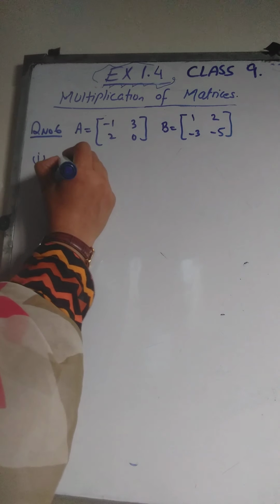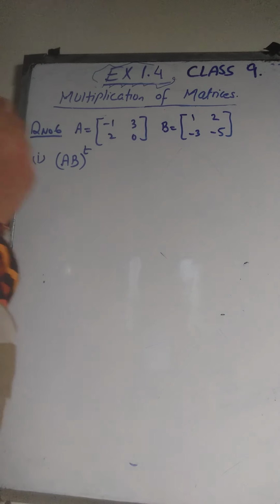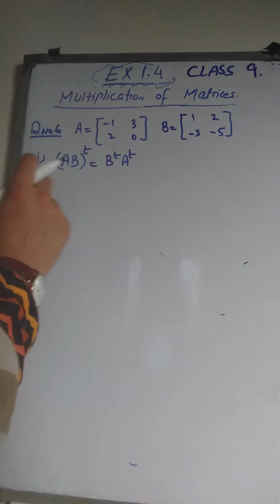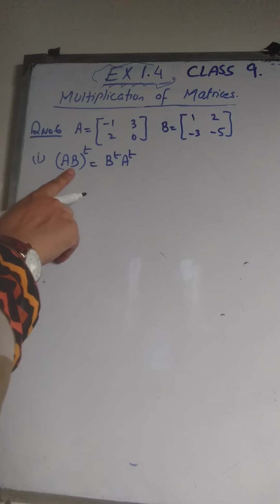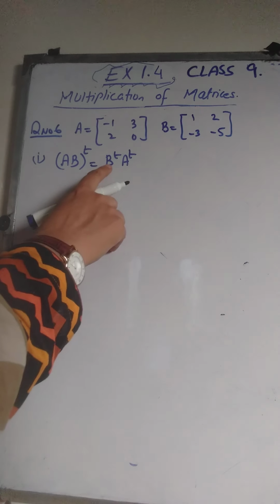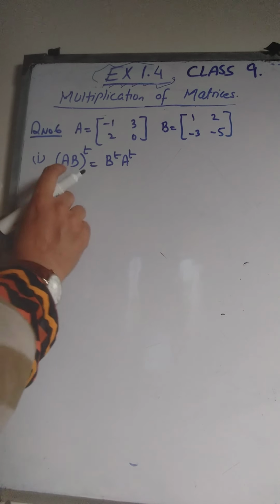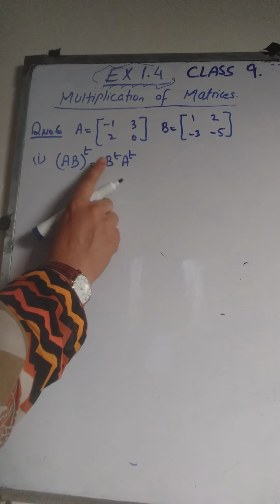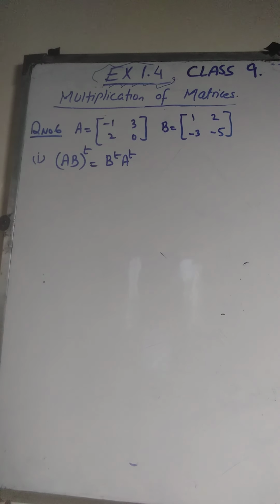The first part is you have to verify that A into B, the product AB, and its whole transpose is always equal to B transpose into A transpose, and it is the general result also. It is always true. Whenever you take 2 matrices and take their product, the transpose of the product is always equal to the product of the transposes in such a way that the second matrix will be used first on the right hand side. They change the order after the transpose is applied on this bracket.